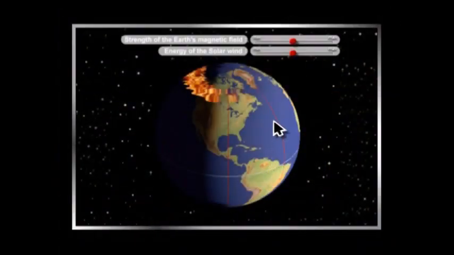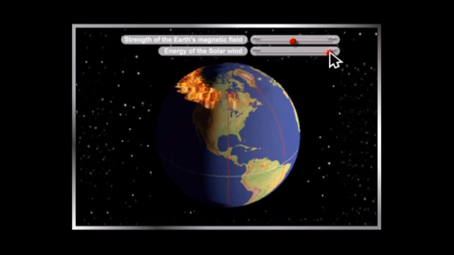Here we have the Earth lit up on one side by the sun, and there's the side that's not lit up, the side that's experiencing night. And this band of light here represents the aurora. Now watch what happens if I change the strength of the solar wind, this barrage of charged particles that hits the Earth. If I strengthen the solar wind, the aurora moves south and can be visible from farther south than is the case when the solar wind is relatively weak.